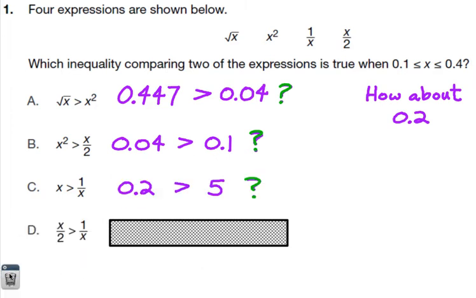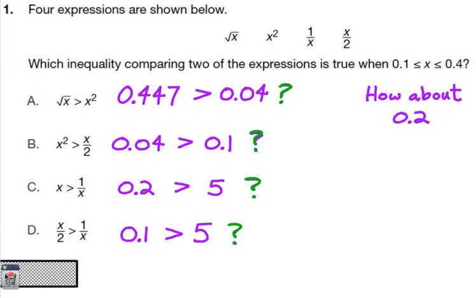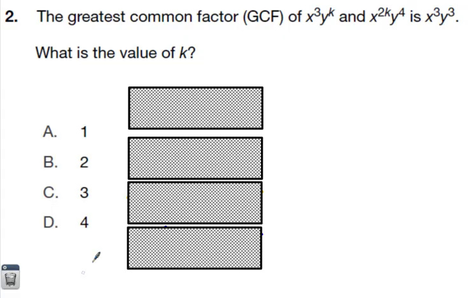And then if you were to plug in 0.2 in for option C and decide, is that true? Not even close. That's not greater than that. And if you were to plug in 0.2 in for option D, you'd get this, which again, not true. So in fact, it is A. So why don't I go ahead and, moving on to number 2.